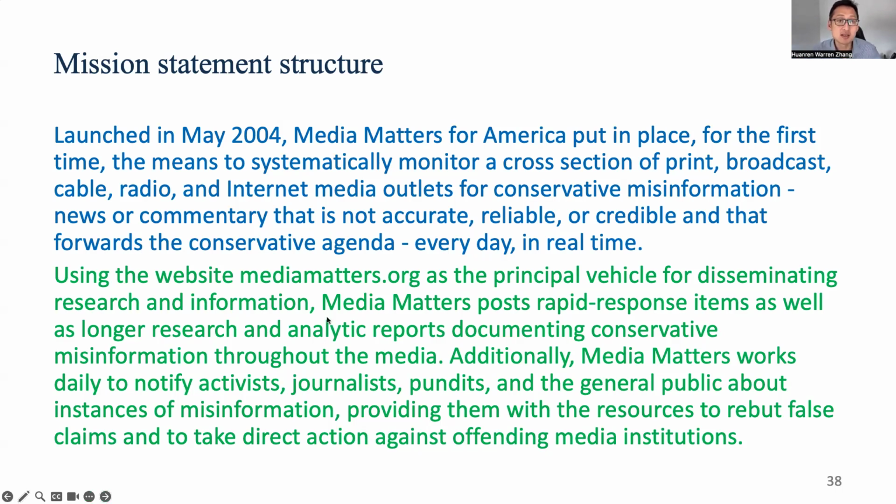Use the website MediaMatters.org as the principal vehicle for disseminating research and information. Media Matters posts rapid response items as well as longer research and analytical reports documenting conservative misinformation throughout the media, right? So it seems that they are doing something interesting, but why are they doing this?